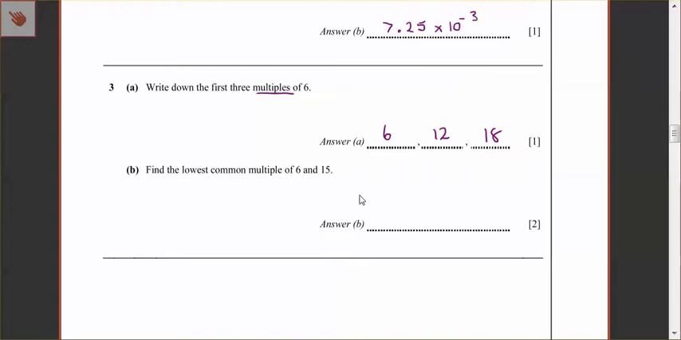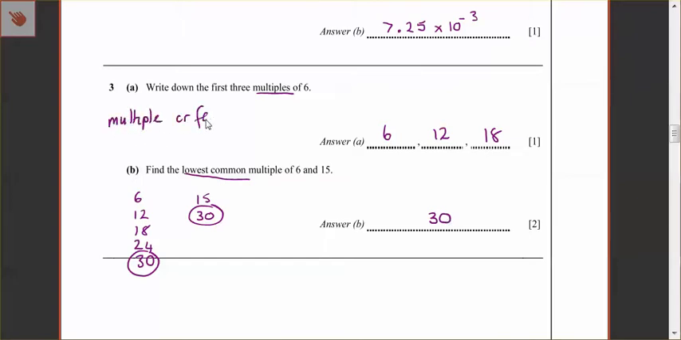Find the lowest common multiple. If you didn't get the first one, you probably won't get the second one. So if I do 6 and 15, we've got 6, 12, 18, 24, 30, and 15, 30. There you go. There's a common multiple and it's the first one, so it's 30. Oh, I did 3. So you've done factor. It's that word that you've got to look up. Is it multiple or is it factor? They're the two you've got to make sure of.